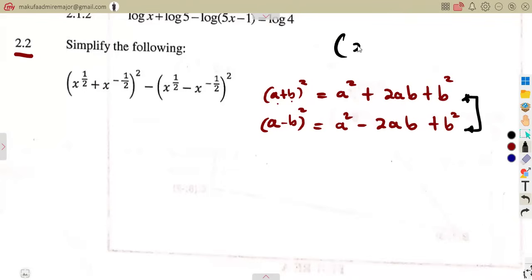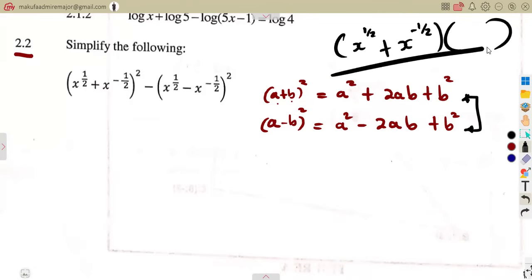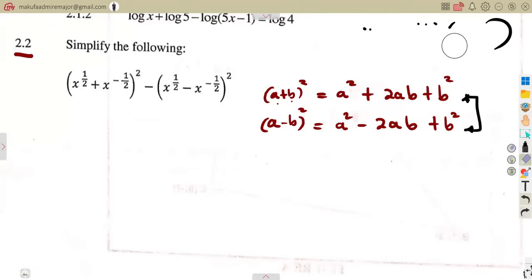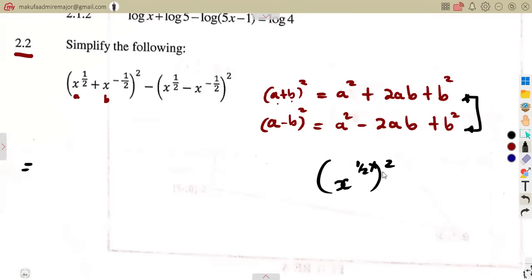You take 2 brackets, x to the exponent of 1 over 2 plus x to the exponent of minus 1 over 2, another bracket again. You expand 1 bracket into another. Guys, it's your choice. So if I was to use this concept, the first part, as you can see, is the same thing, a plus b to the power of 2. This was supposed to give us a squared, which is first squared, x to the exponent of 1 over 2 squared. So remember, exponent half times 2, that is 1. So it was going to be x to the exponent of 1, which is just x.